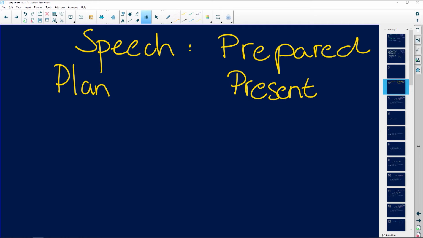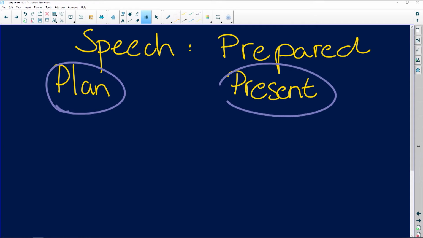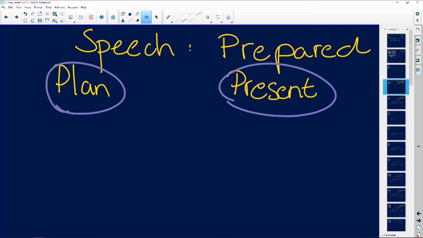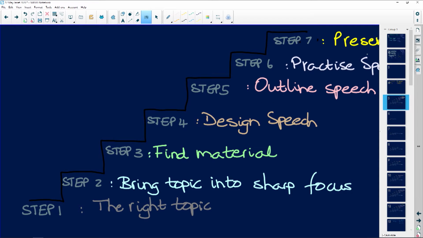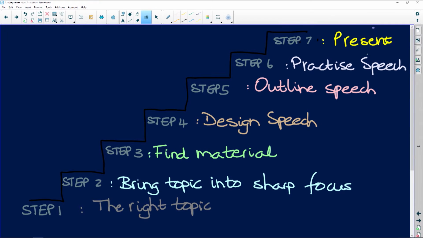So you said, how do I plan it? And how do I present it? So these are the 7 steps of public speaking. I got this out of an American book, and I really, really like it. So I do it with my public speakers, and I do it with my classes, because it works. It seems to me to be nicely scaffolded. All right, there are the 7 steps. Let's just look at them.